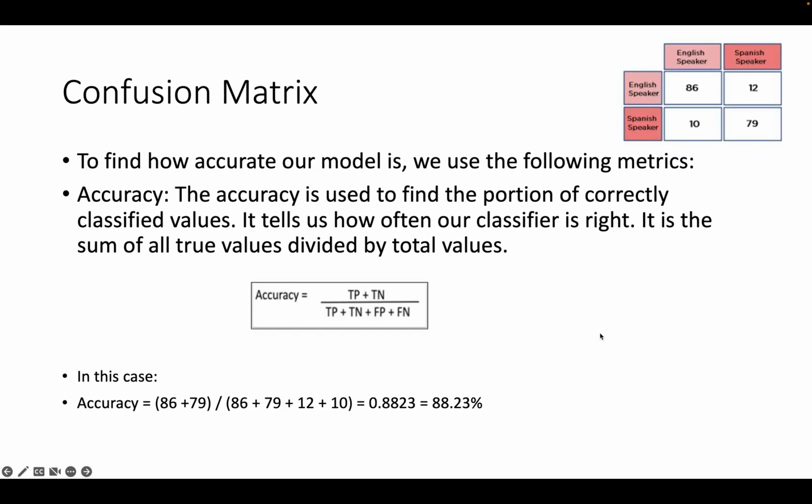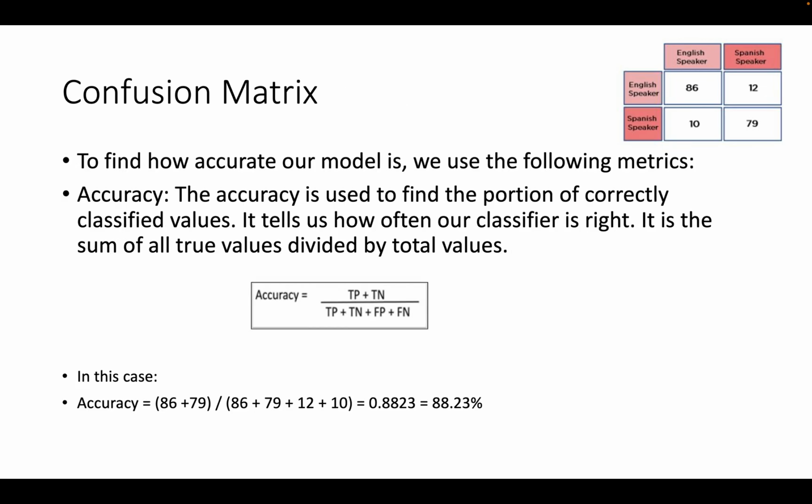ठीक है. कंफ्यूजन मैट्रिक्स. To find how accurate a model is, we use the following metrics. Accuracy. The accuracy is used to find the portion of correctly classified values. It tells us how often a classifier is right. It is the sum of all true values divided by total values. मतलब 86 plus 79, true positives and true negatives upon all of this. So 86 plus 79 upon 86 plus 10 plus 79 plus 12. In this case, it is 88.23% of the times the prediction of our model is right.